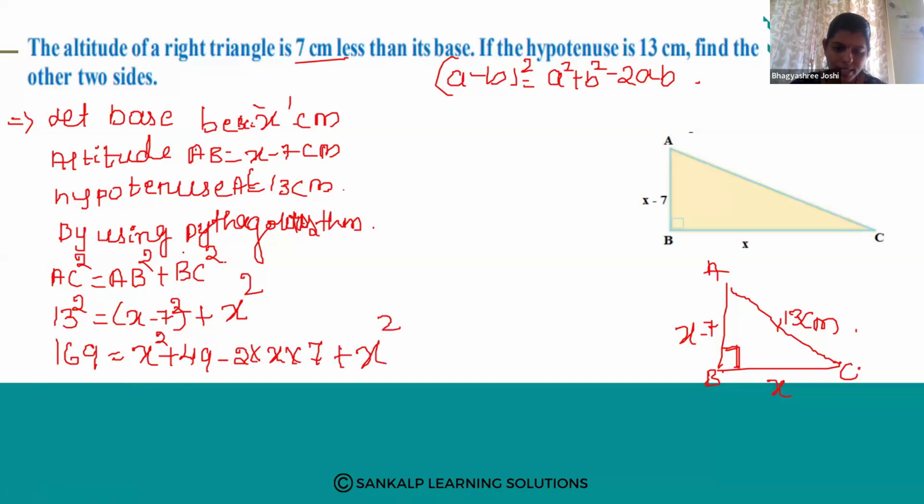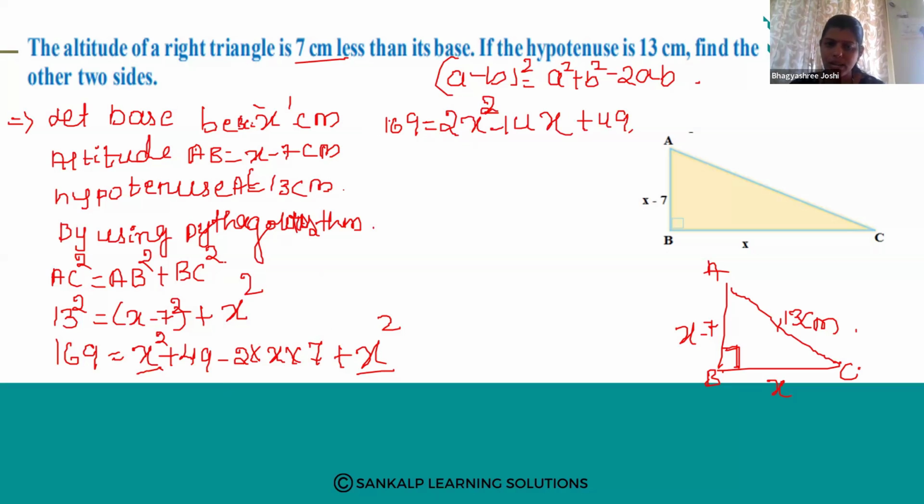So 169 is equal to, how many x squares are there here? See, 1, 2. So it is 2x square, and minus 2 sevens are 14, 14 into x, that is minus 14x, plus 49. Now it is in the form of a quadratic equation.